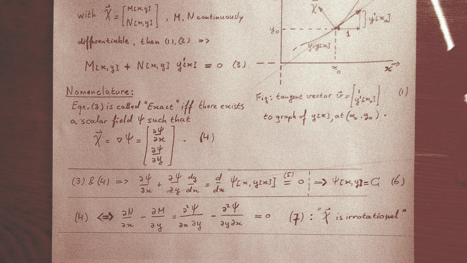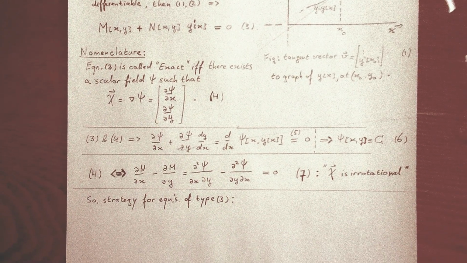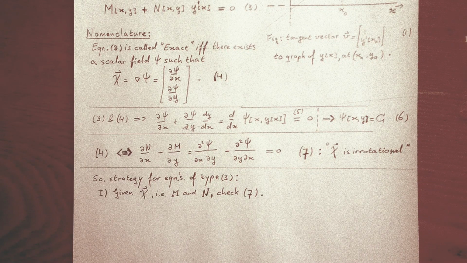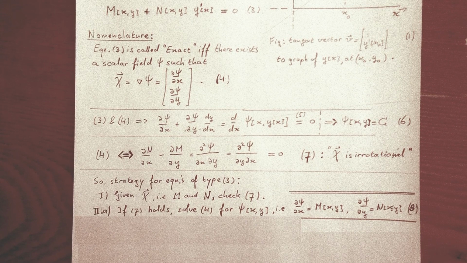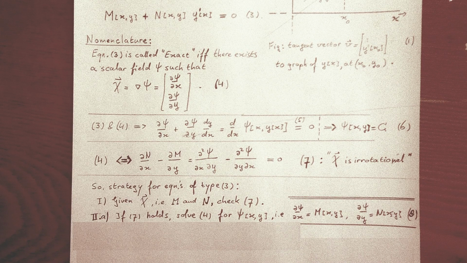This provides us with a strategy to attack differential equations of the form of equation 3, as follows. First, we check if the field chi is irrotational. Then, second, in case chi is irrotational, we construct psi by integrating the two differential equations that are specified by equation 4, as chi is actually given. These equations are given here as equations 8. They are in principle straightforward to solve.